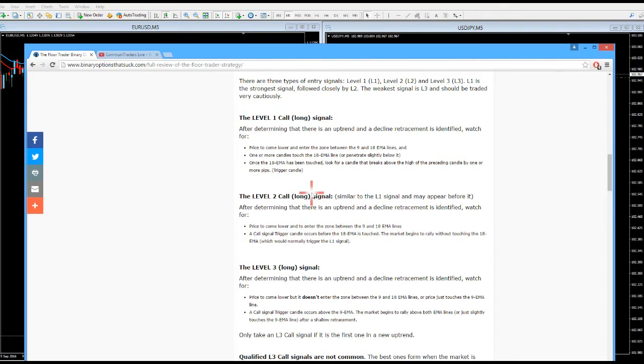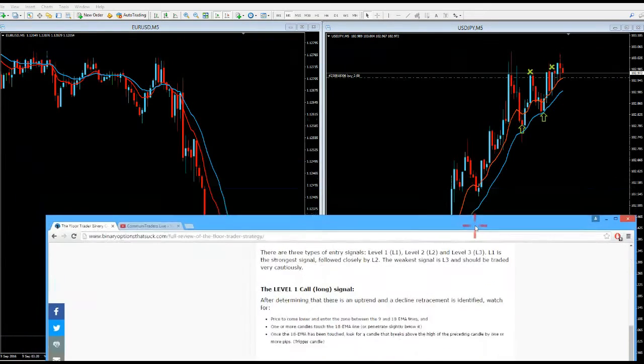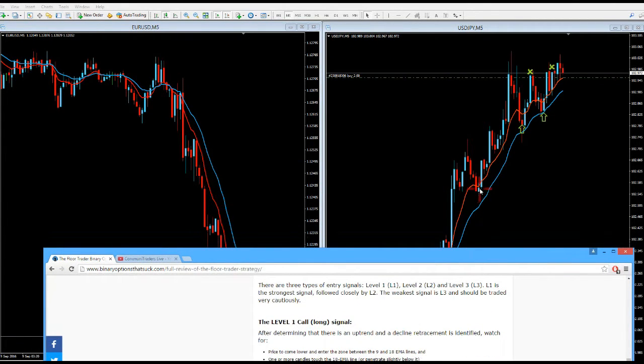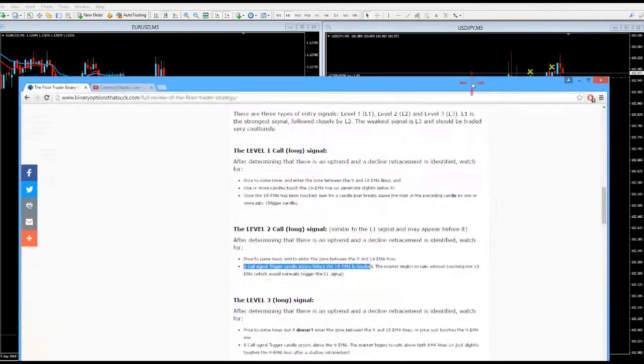And then you have level 2, which is quite similar to the last one. It comes and enters the 9 and 18 line, and the signal is triggered before the EMA 18 is touched. So for example, in this case here, you can see that I didn't take this one though.